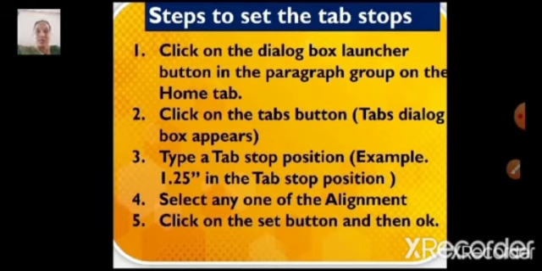Based on the inches you have specified, the tab moves and stops in that position. Then you can start typing easily. This is the use of tab stop. We can also set the tab stop directly by using the ruler. To the left side of the ruler we have the tab button. We can select the tab button and set it directly on the ruler.